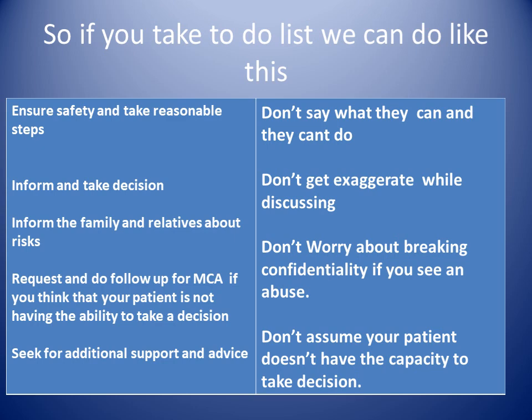If you think that your patient does not have the ability to take decisions, seek additional support and advice. Again, I want to repeat that. Ensure safety and take reasonable steps. Inform and take decisions. Inform the family and relatives about the risk request and do follow up for MCA, that is mental capacity assessment. In which situation, if you think that your patient does not have the ability to take a decision, seek additional support and advice.